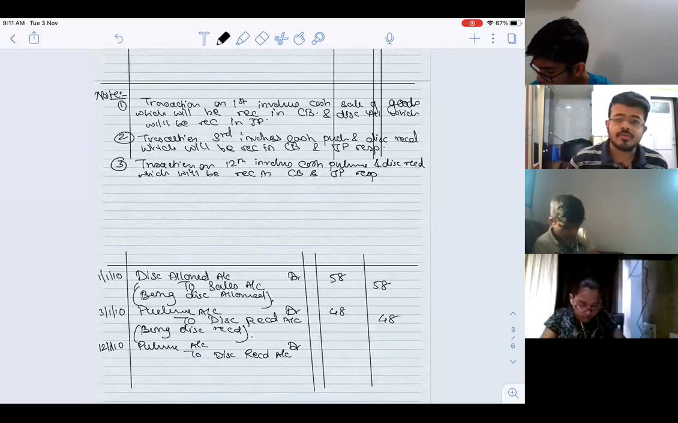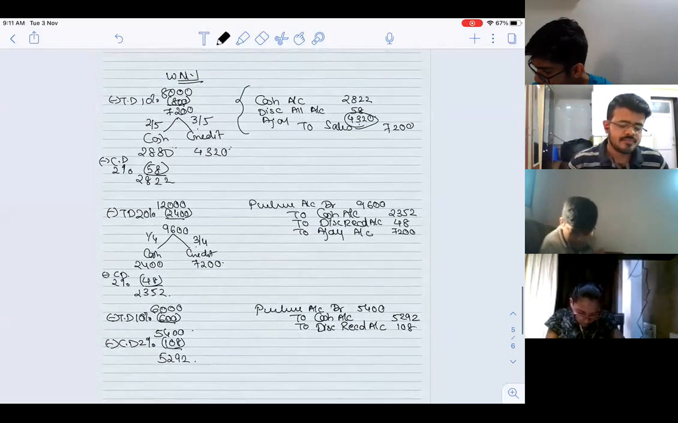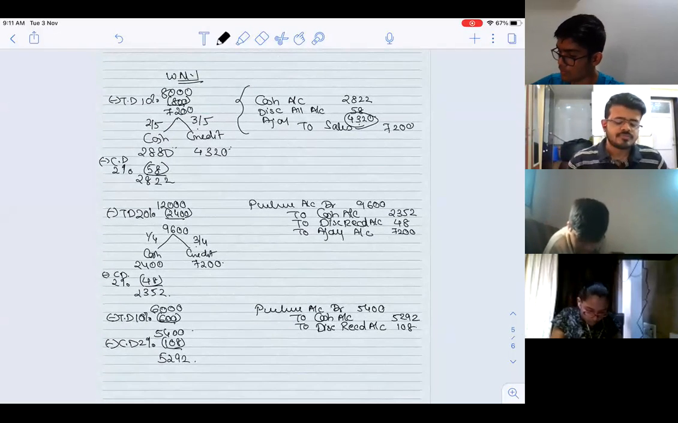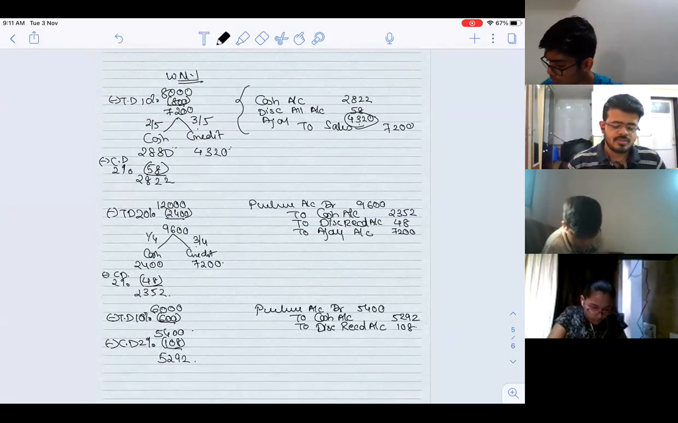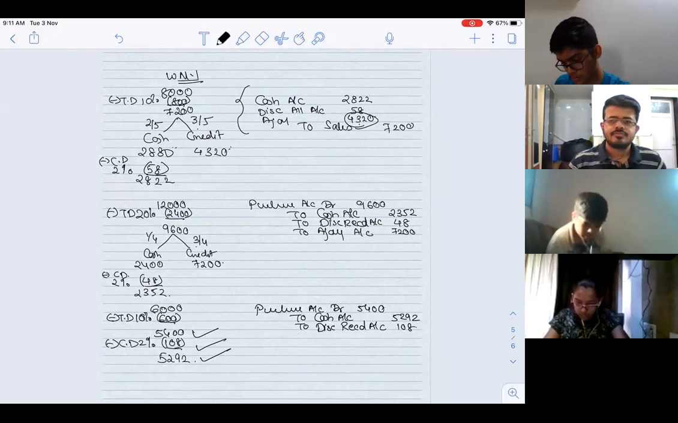So can you turn to the workings again? One second. These are the workings. Purchase to cash to discount received. Purchase में 5,400, cash 5292, discount received 108. Got it?